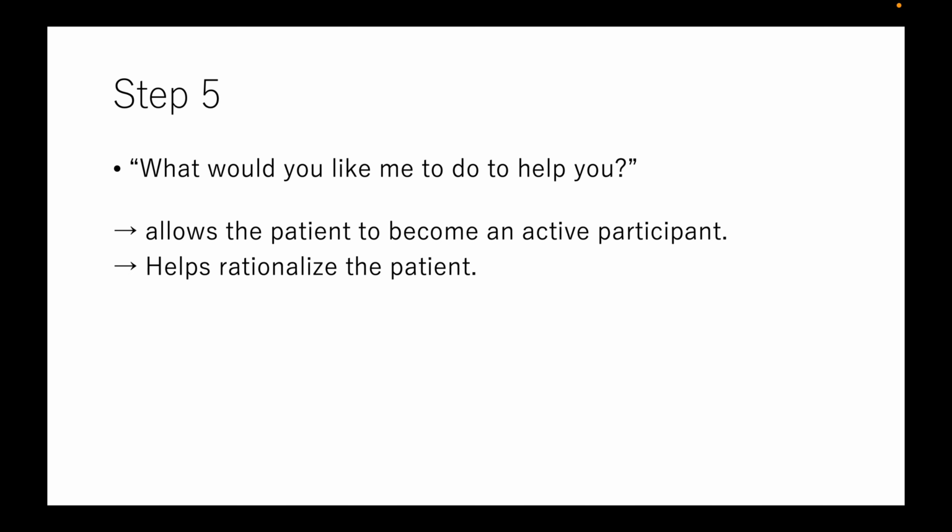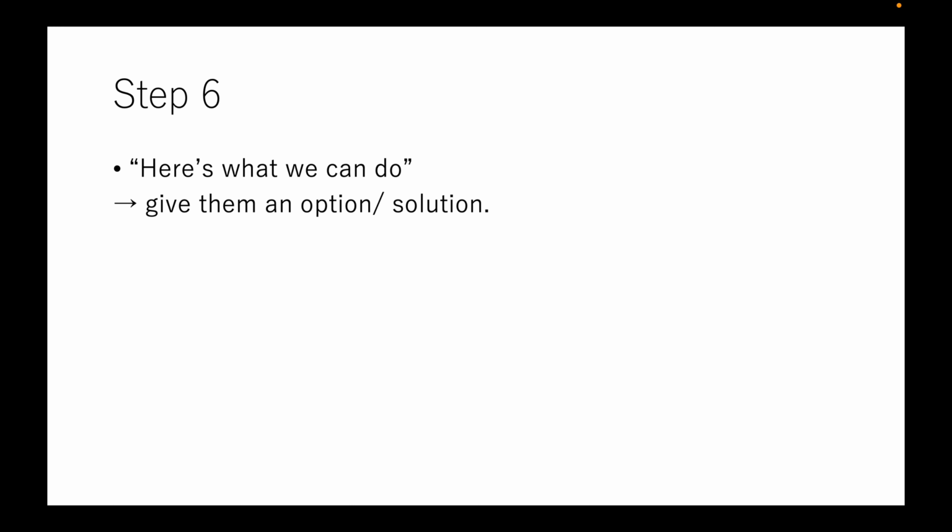Now, step number 5 is the step where you ask the patient, what would you like me to do to help you? By asking the patient what they want, it allows the patient to become an active participant. Also, it helps rationalize their thoughts. Number 6 is the step where you say, here's what we can do. So this is a step where you give them an option or a possible solution to the situation.